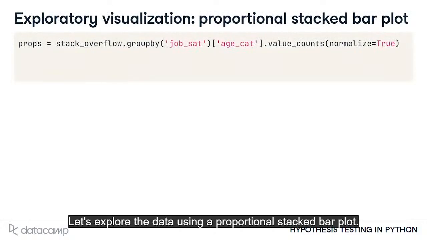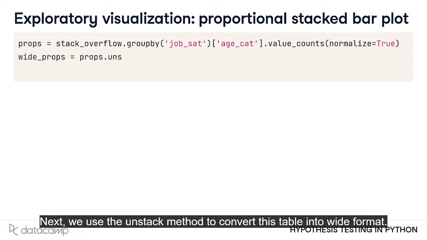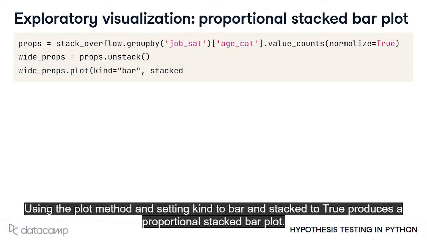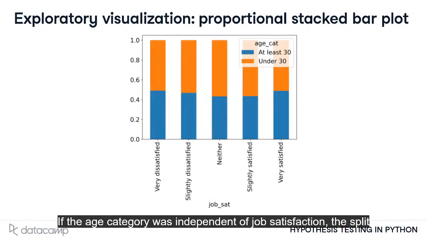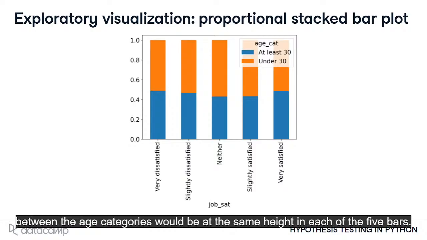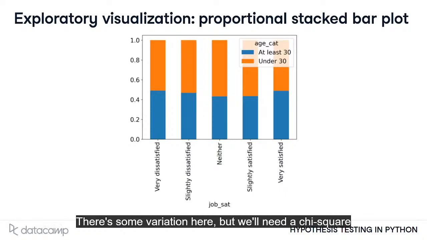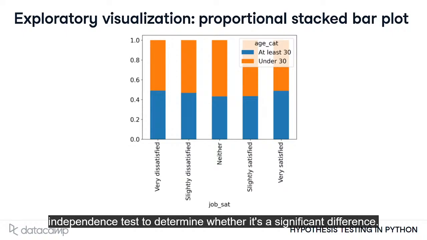Let's explore the data using a proportional stacked bar plot. We begin by calculating the proportions in each age group. Next, we use the unstack method to convert this table into wide format. Using the plot method and setting kind to bar and stacked to true produces a proportional stacked bar plot. If the age category was independent of job satisfaction, the split between the age categories would be at the same height in each of the 5 bars. There's some variation here, but we'll need a chi-square independence test to determine whether it's a significant difference.